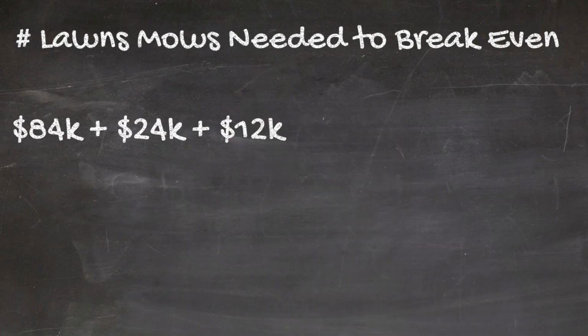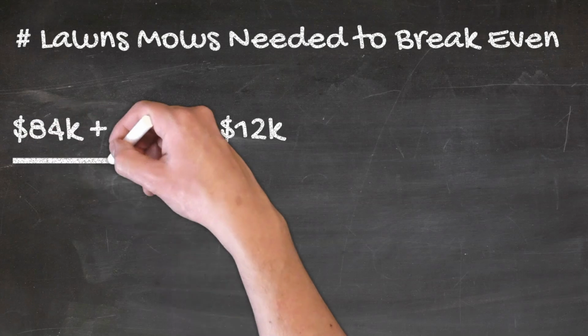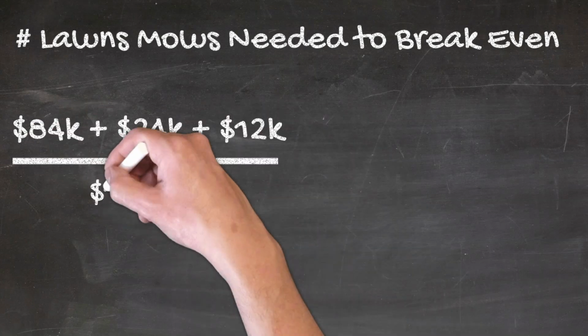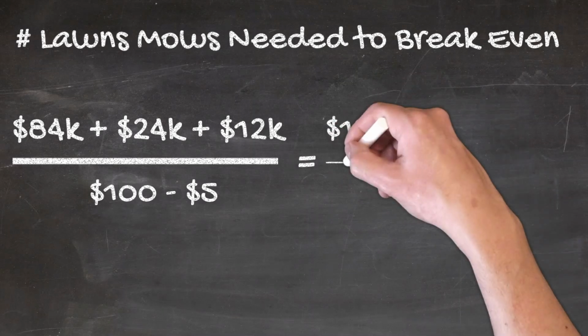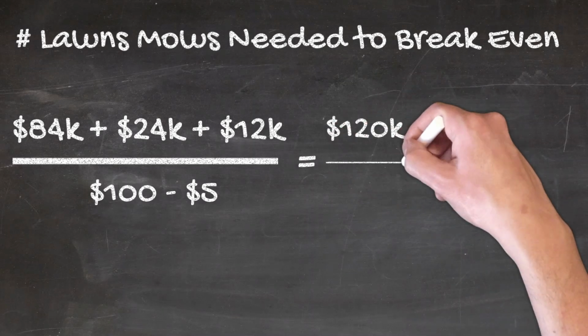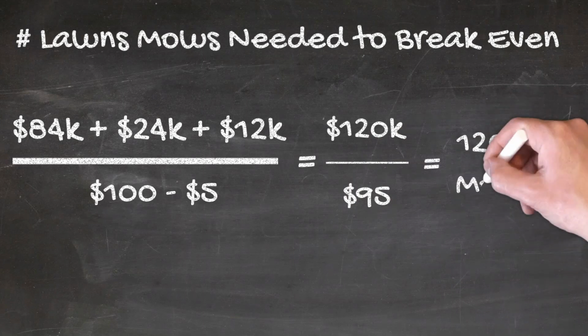And then there's the cost of gasoline. Let's say it's $5 per house. The numerator would be $120,000. The denominator would be $100 per house minus 5. So the unit price net of the variable cost is $95.